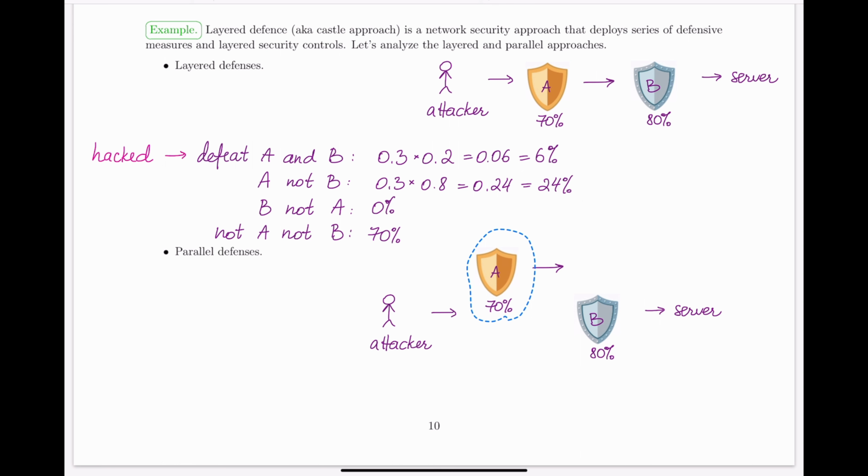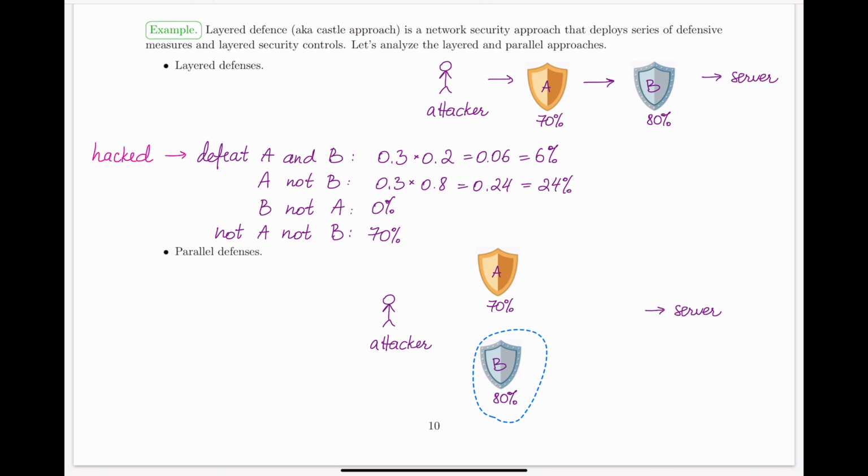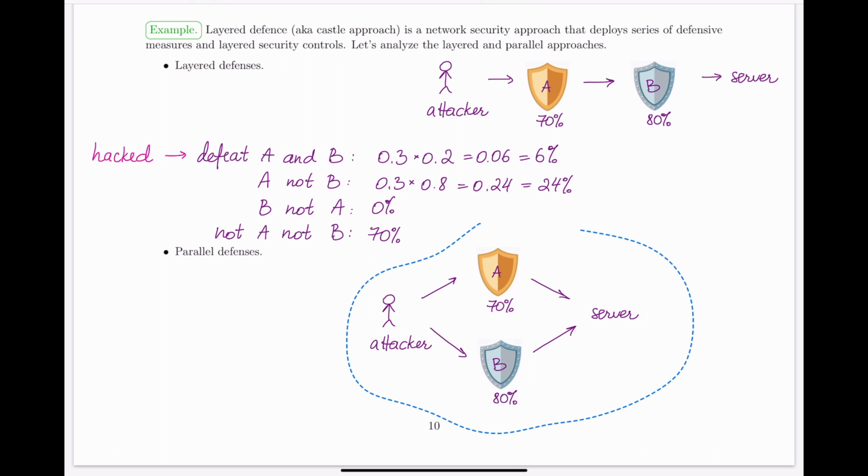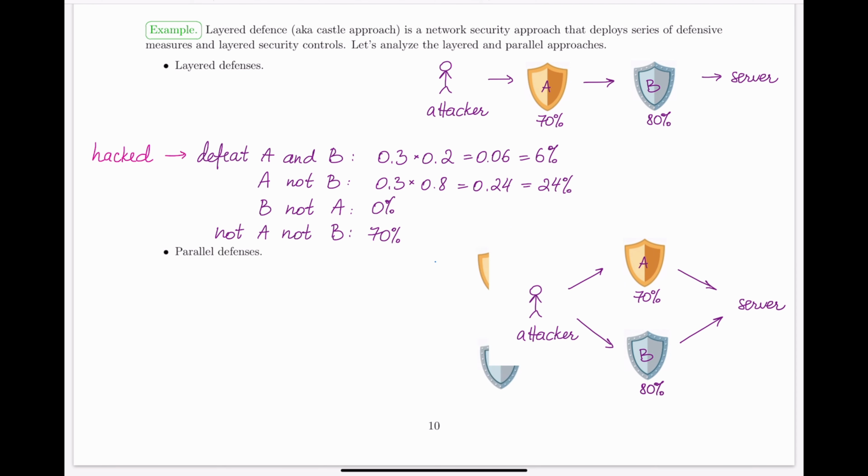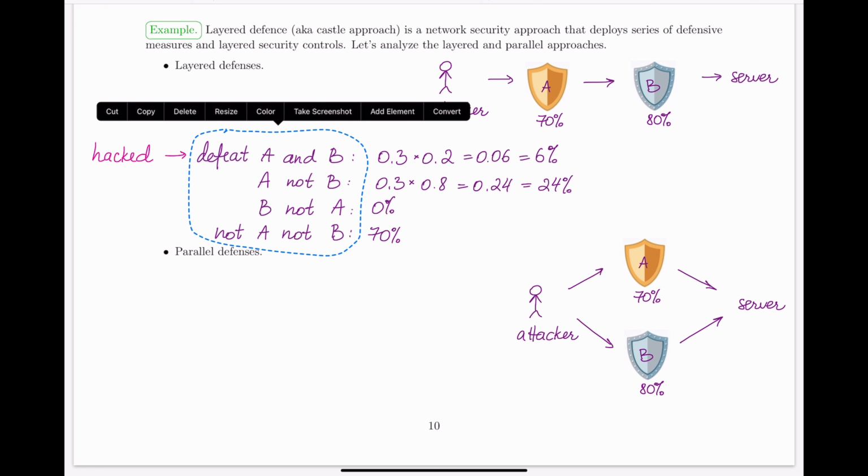That means that the attacker can either choose to attack control A or control B, and either of those approaches will lead the attacker to the server. So they can decide A or B, and if they break one, they will be successful in getting to the server. Okay, let's move this picture over to the side, and I'm going to repeat reproducing my table here.